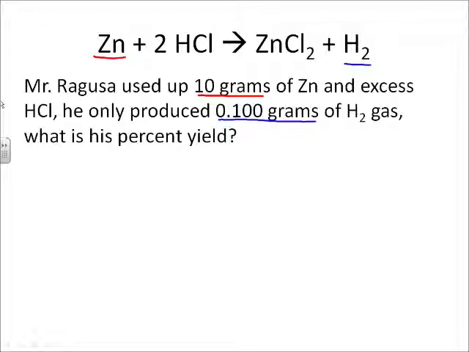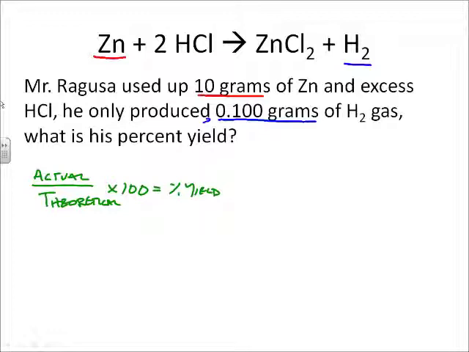So our percent yield, our equation for that we know, is actual over theoretical times 100 is equal to our percent yield. So what I need to find out is our actual yield, which I give you in the problem right here, the 0.1 grams of hydrogen. What a lot of my students do is they try to use 10 grams as the actual yield. That's actually a different substance. We're trying to find the actual yield of the hydrogen gas.